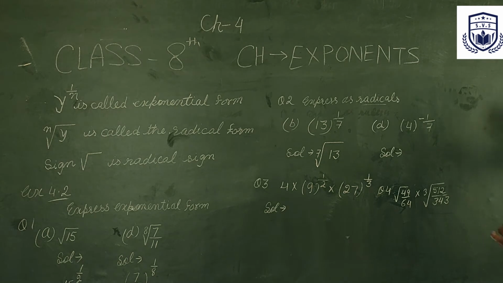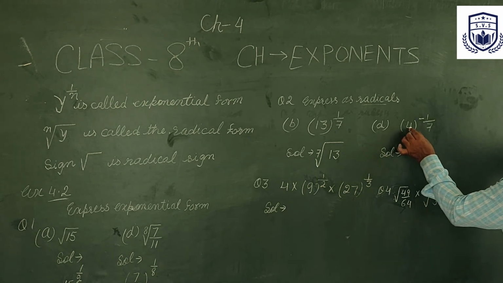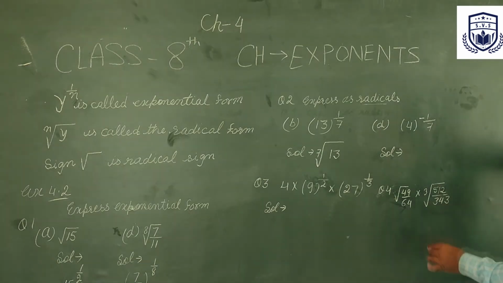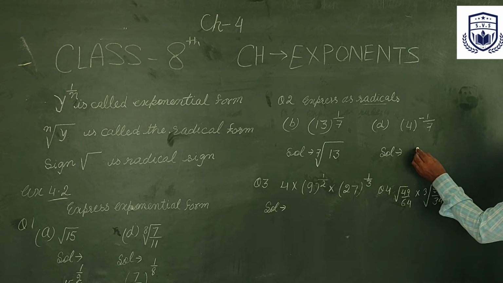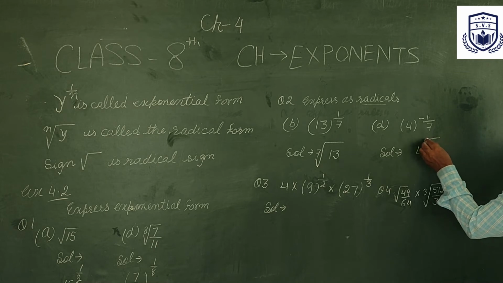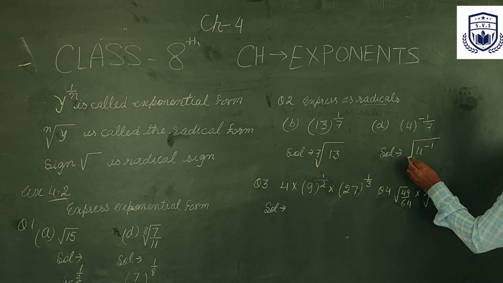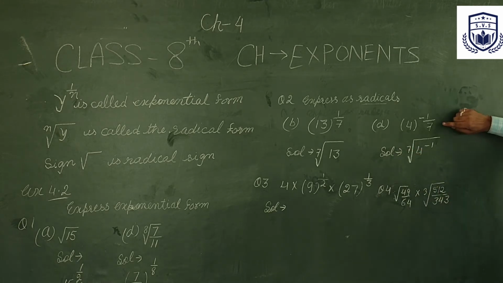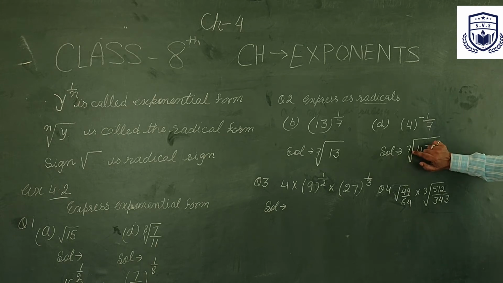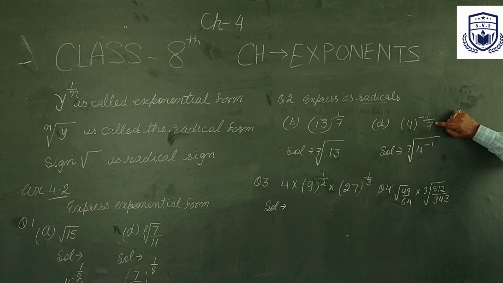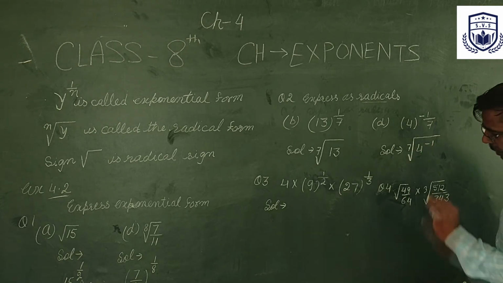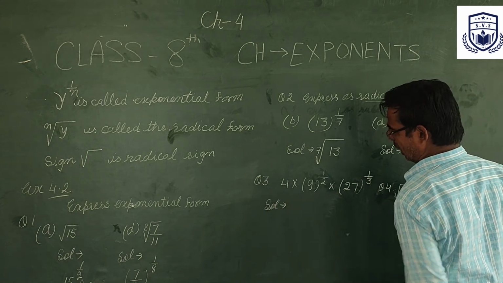Now, for base 4, its power negative 1 over 7. Now we will write there minus 1. It is in the radical form. We will write here 7. If there is 5, then we will write 5. If we have 2, 3, we will write a 3. Clear?